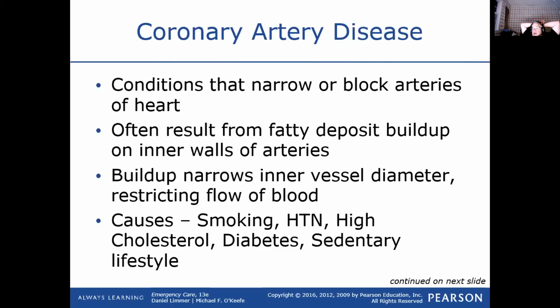So what happens is that when we have too much fat floating around in our blood vessels, some of it sticks to the walls of the blood vessels. And when it sticks to the walls, it starts to clog up the blood vessels. That's what coronary artery disease is called. So this buildup of fat starts to narrow the blood vessels.